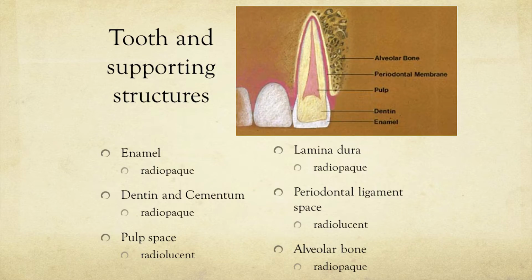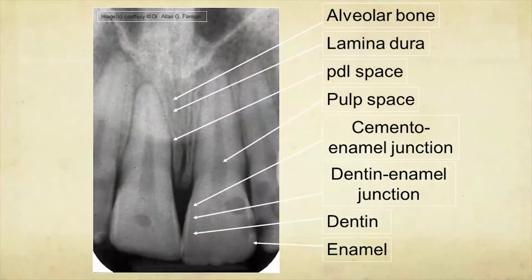They appear radiolucent. The lamina dura is the portion of the alveolar bone with which the tooth is suspended, and that is radio opaque. Then your periodontal ligament space, which is a soft tissue, appears as a radiolucent material. And your alveolar bone is a radio opaque material. So this is a slide showing different opacities and radiolucencies.